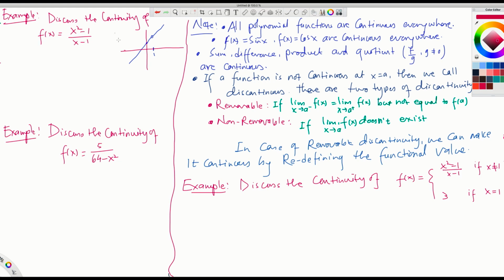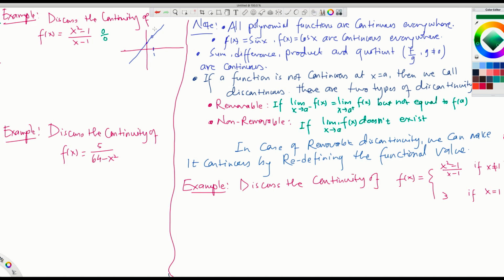So similarly, for continuity of a function, we need the left limit, right limit, and the functional value to be equal. But what is the function value? Look at this. The graph is a line left of 1, the graph is a line right of 1, but at 1 there is a hole. Why? Because if you plug in 1 here, you will get 0 over 0, which is not good, because the function is not defined at x equals 1.